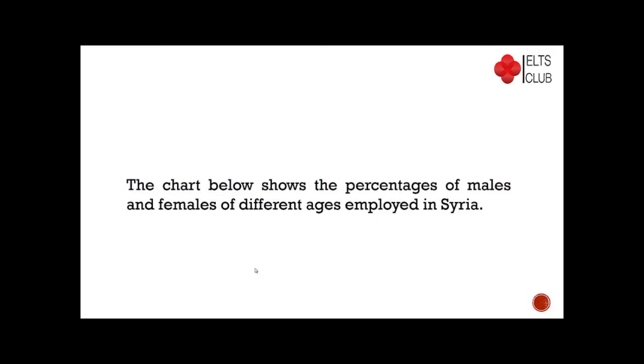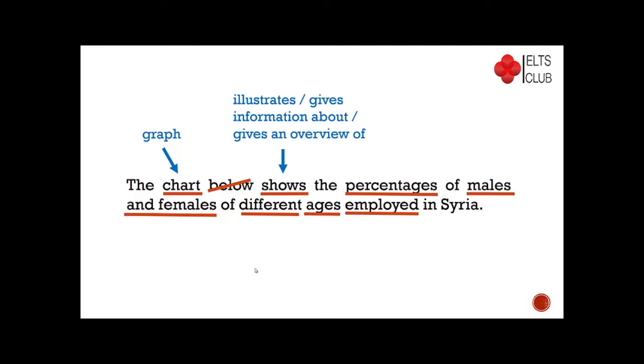The question says, the chart below shows the percentages of males and females of different ages employed in Syria. Now think about ways to paraphrase this sentence. Instead of chart, we can say graph, or just use the type of visual given in the question. In place of shows, we can use illustrates, gives information about, or gives an overview of. We can also replace percentages with proportions, and males and females with men and women.